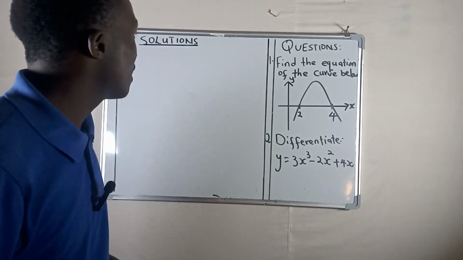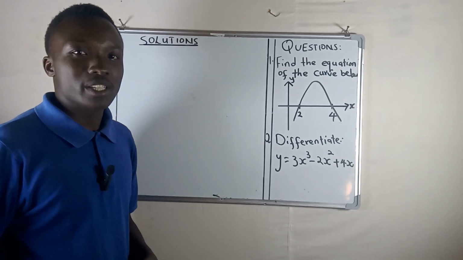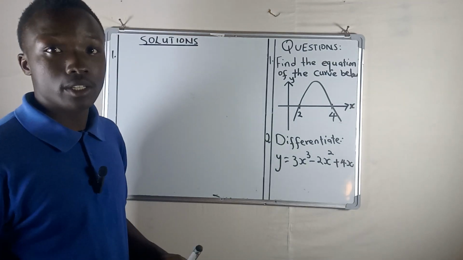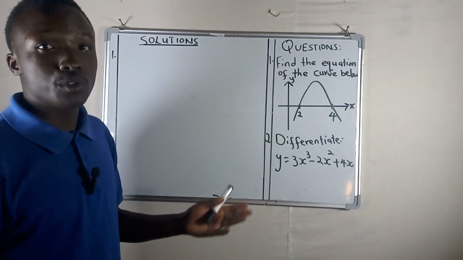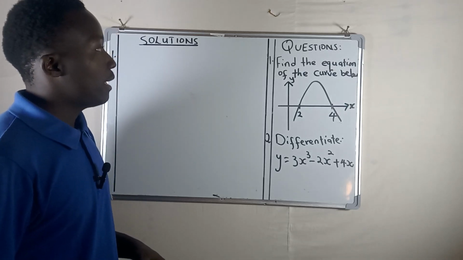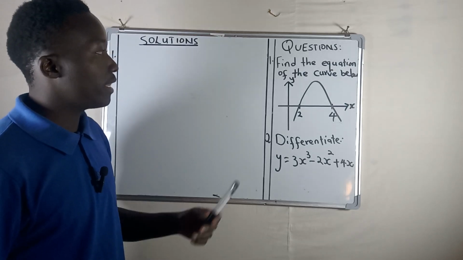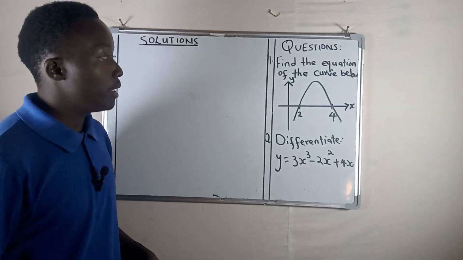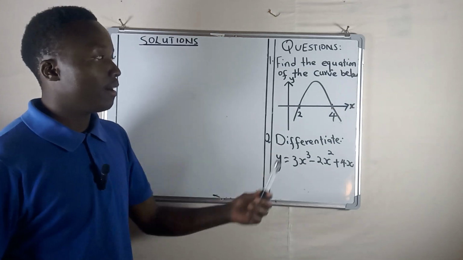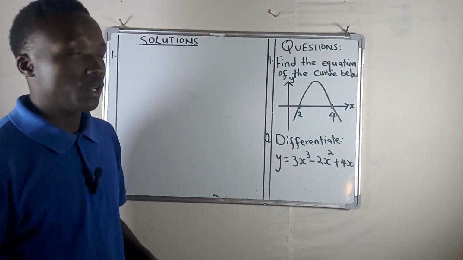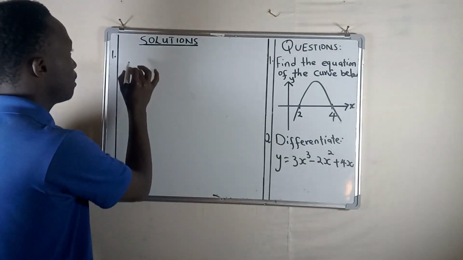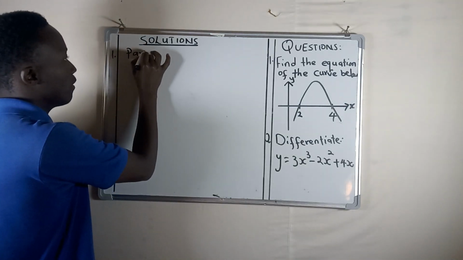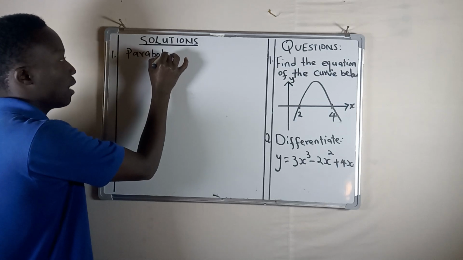Hello viewers, today we have some questions here that I would like us to solve, and we are going to start with question number 1. The question is asking: find the equation of the curve below. So we have a curve, such a curve we call a parabola.